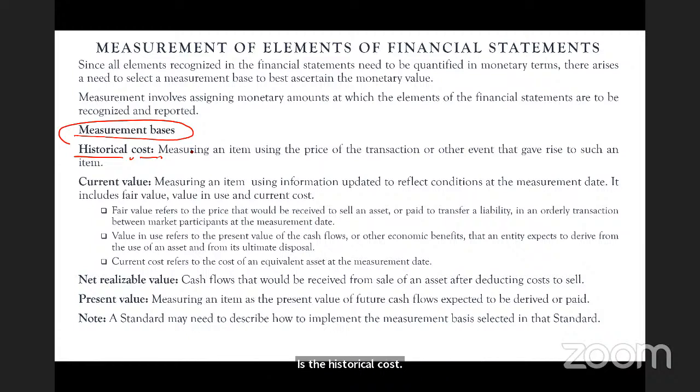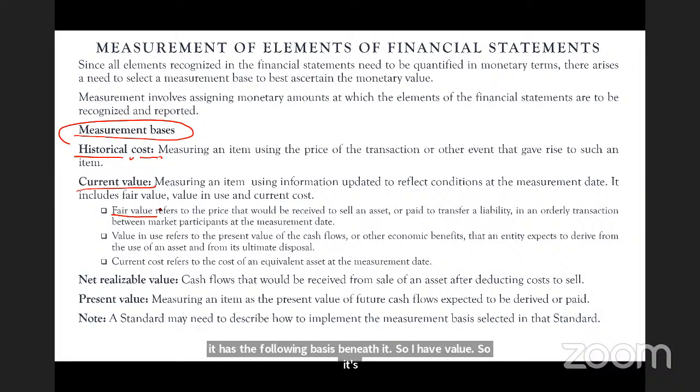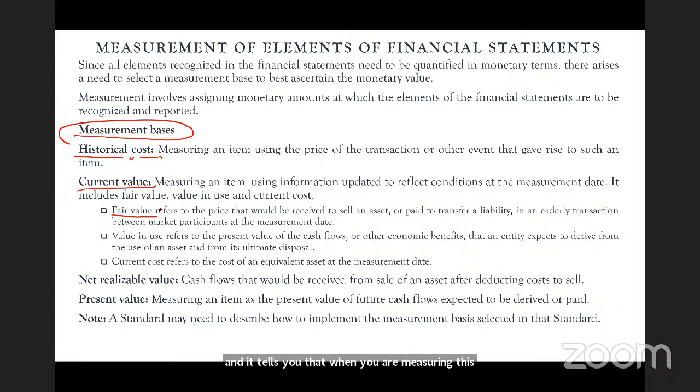Then another basis is called current value. Now, current value reflects current situations, the current changes in the market. And it has the following bases beneath it: fair value. So a standard can come and tell you that when you are measuring this particular item, measure it at fair value.